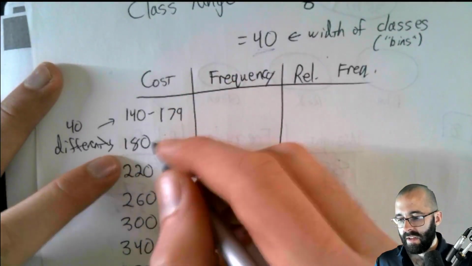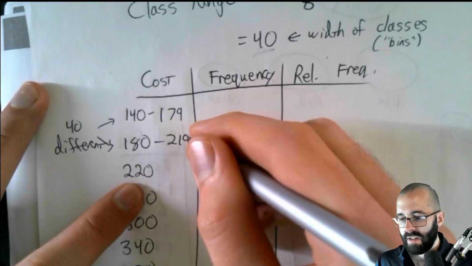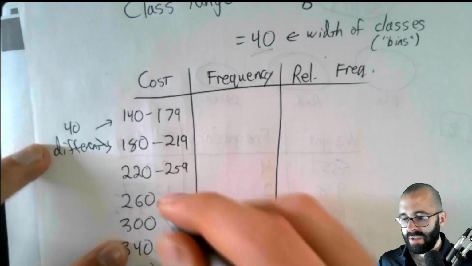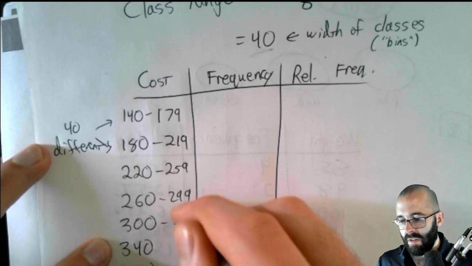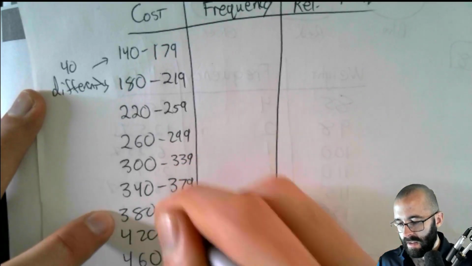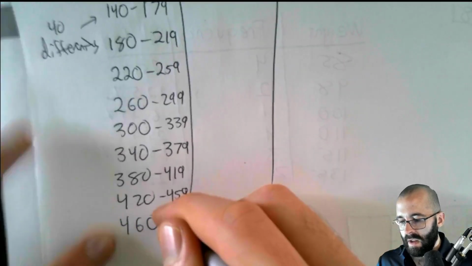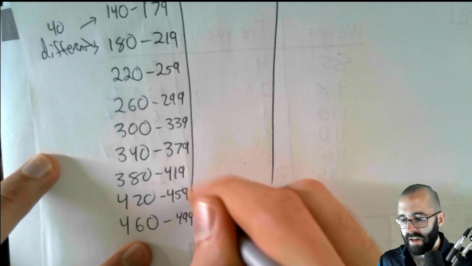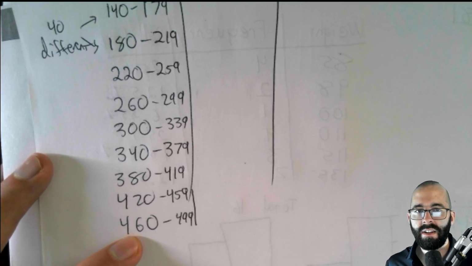And now 180 goes all the way up to right before this. What's right before 220? 219, as long as we have integers, which we do. 259 is right before 260. 299 is right before 300. 339 is right before, and so on. And then this one would go up to 499. Although this last one's a little kind of weird situation here.